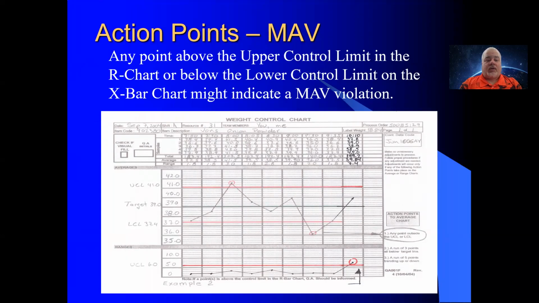And then you've got a problem. So here's a MAV violation. Any point above the upper control limit in the R chart or below the lower control limit is considered a MAV violation because now you've got too much weight difference. That should not happen. And you've got a low weight. That's when you're at risk of having a legal MAV violation. Anyway, you can define a MAV violation slightly differently, but that's how they were defined at McCormick.